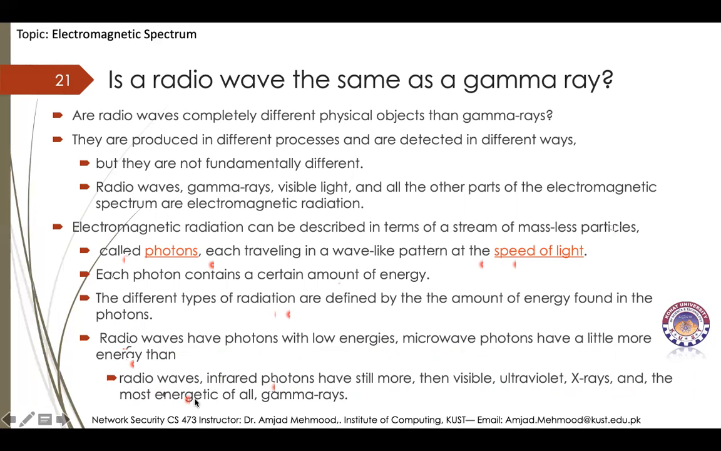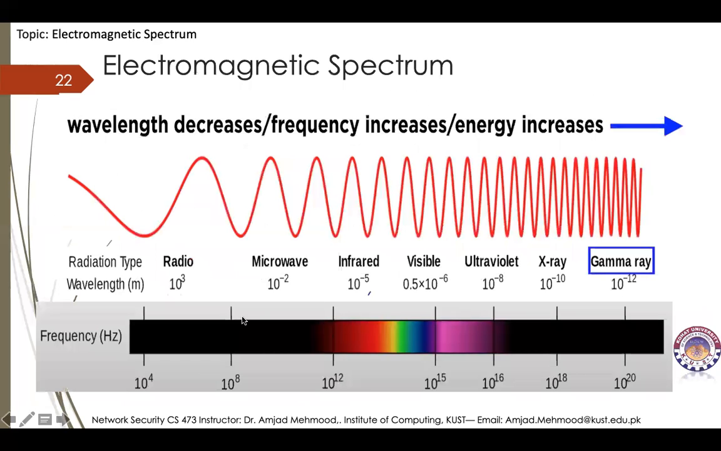And the most energetic of all, gamma rays. This is the diagram. You can see here that you have radio wave, microwave, infrared, visible, ultraviolet, X-rays, and gamma rays. On the top of this order we have this wave, and you can see that the wave shows its behavior.